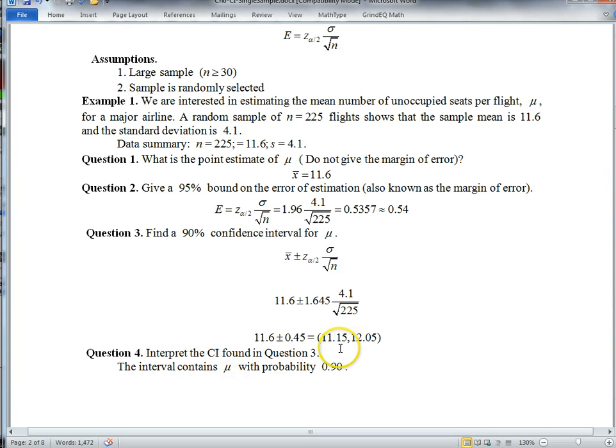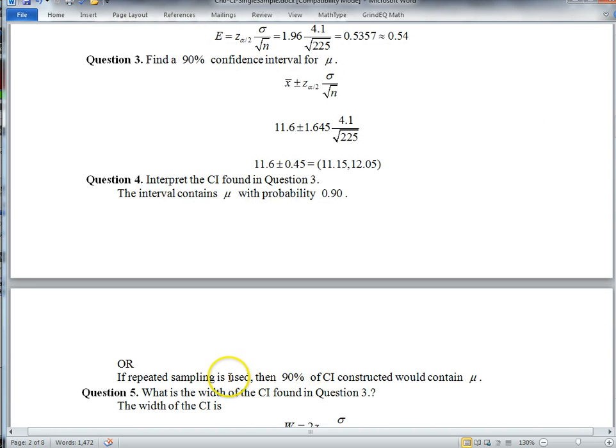So what does that interval mean? It means the interval contains mu with probability 0.9, or if I repeat the sampling, 90% of the confidence intervals I construct would contain mu. Okay.